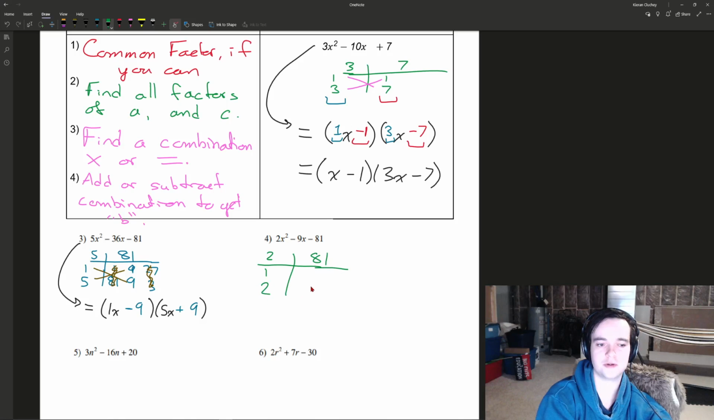So the factors of 2 are easy. They're 1 and 2. I already have the factors of 81, so they're 1 and 81, 9 and 9, and 27 and 3. So once you get a little practice, you'll know factors pretty quickly. I'm going to guess it's this one again, honestly.